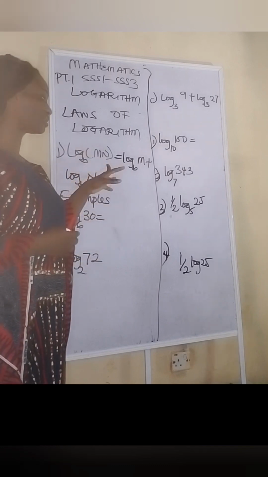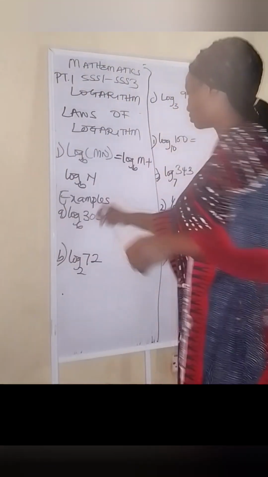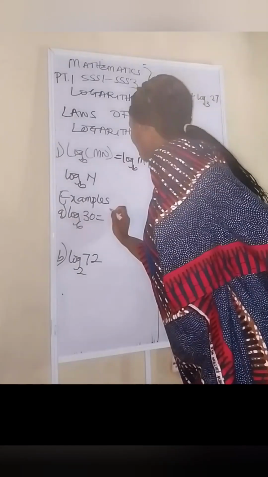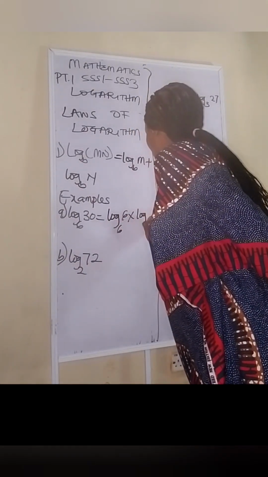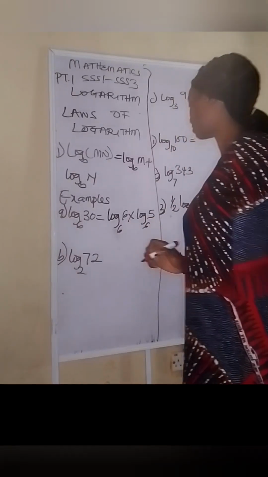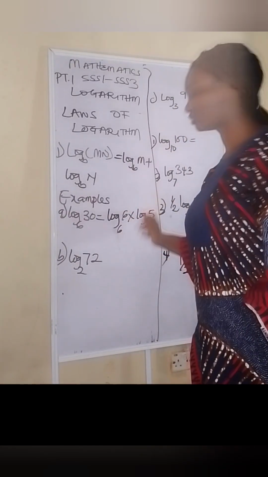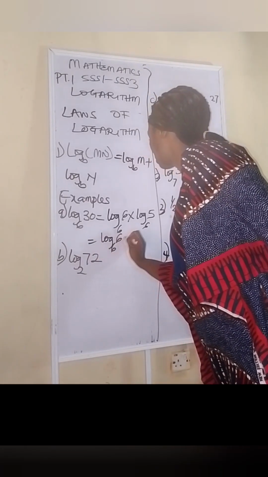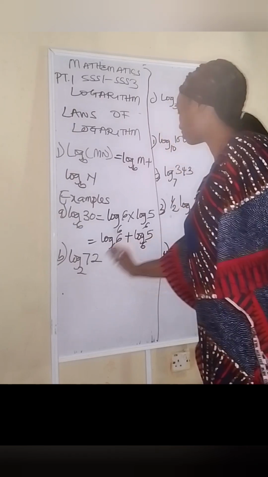When you see something like this, it means addition. So now let's do this example, log 30. 30 is what? 6 times 5. So 6 and 5 give us 30. So we have log of 6 times 5 to base 6. So when you see multiplication here, it means addition. Therefore we have log 6 base 6 plus log 5 base 6. So that's what this means.